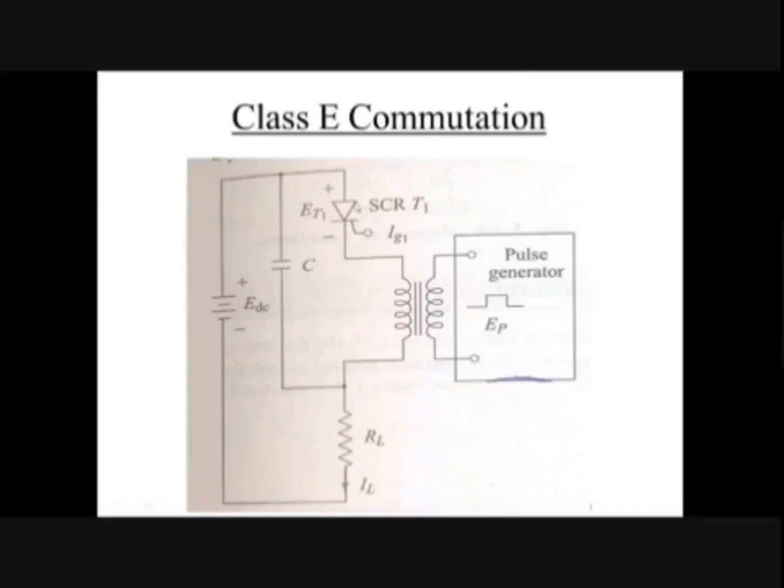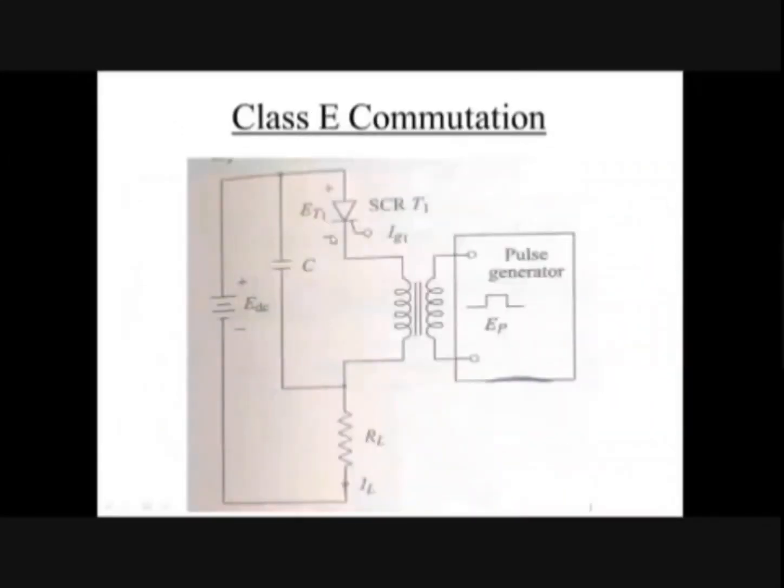If you want to turn off the SCR T1, an external pulse should be applied to the primary of the pulse transformer. In turn, what will happen? As per the principle of mutual inductance, an EMF will be induced in the secondary. You can see that the waveform in the secondary is also similar.